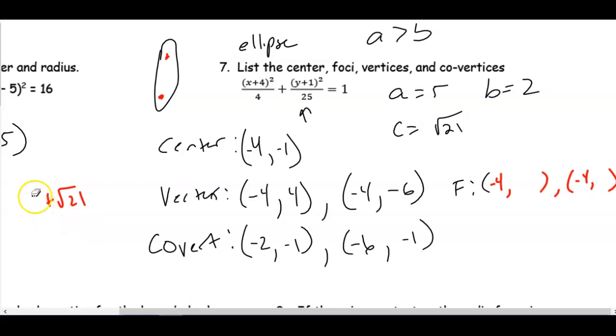So -1 plus the square root of 21. It's 3.5 or 3.6. And negative 1 minus the square root of 21 is going to be negative, up here on the right, right here. Negative 5.6, like that. Those are my two foci. Alright. Because look, listen. That is inside of that, but that 3.6 is still less than the negative 4.4. Right? You see it? It's going to fit inside.